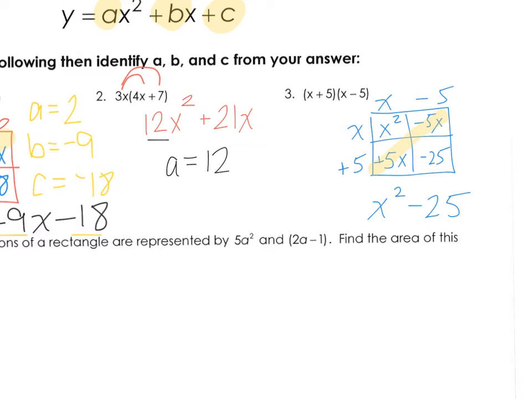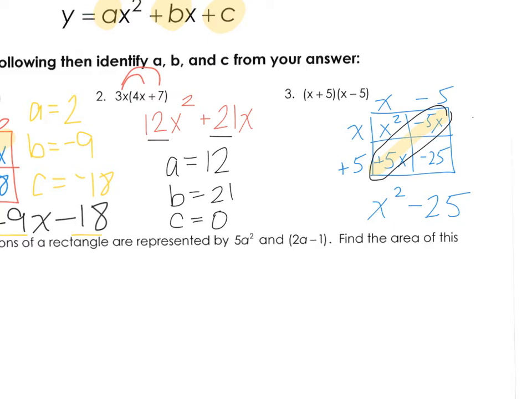I'm not writing 12x squared because A is just the number in front. B is going to be the coefficient on the x term. And if there's no number added, like in the last one we had a minus 18, then C is just 0. Okay? In the next one, these middle terms were opposites, so when we combine like terms, they go away.